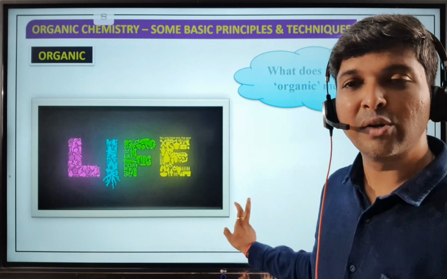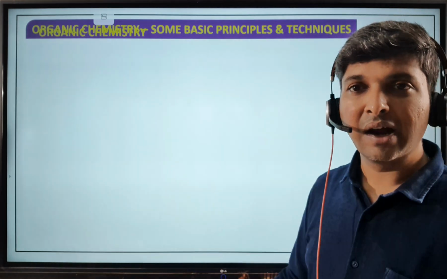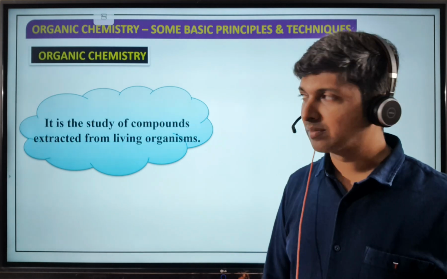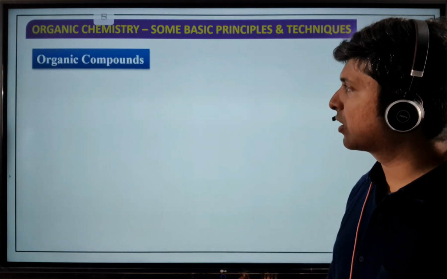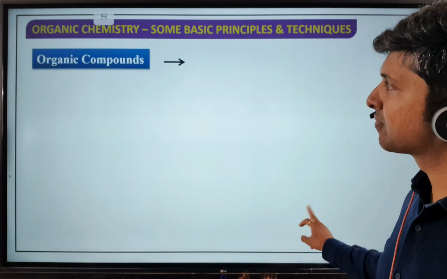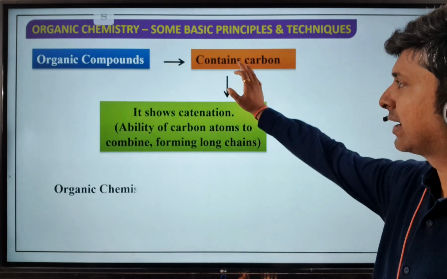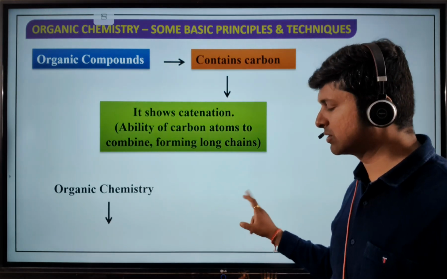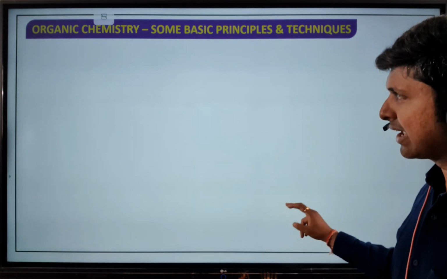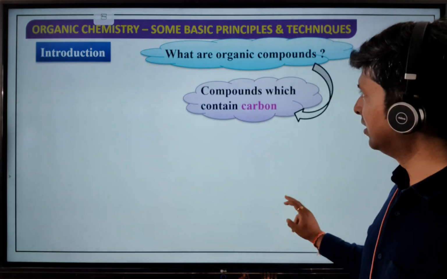So whatever is related to plants and animals will come under organic chemistry. It is the study of compounds extracted from living organisms. Obviously organic compounds contain carbon. To be more specific, they contain hydrocarbons to complete the valency of carbon. So organic chemistry is also called carbon chemistry.